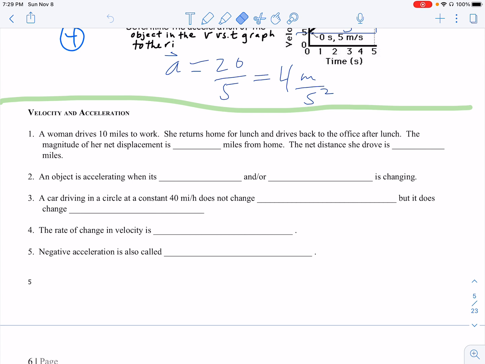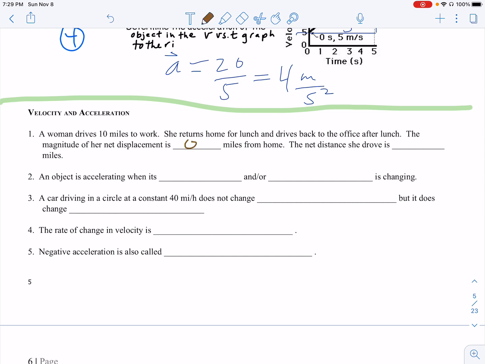So a woman drives 10 miles to work. She returns home for lunch and drives back to the office after lunch. Her net displacement. Oh, I guess this is kind of a review. Okay, so she drives 10 miles to work. Then she returns home and drives back to the office after lunch. From being at the office, displacement is 0.